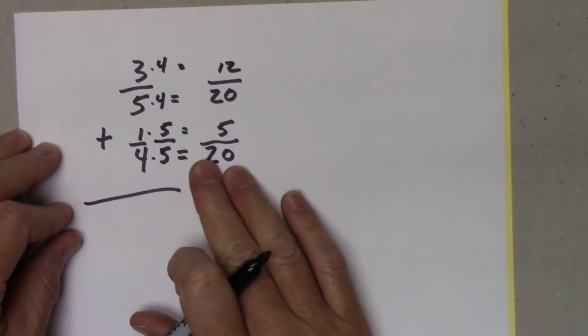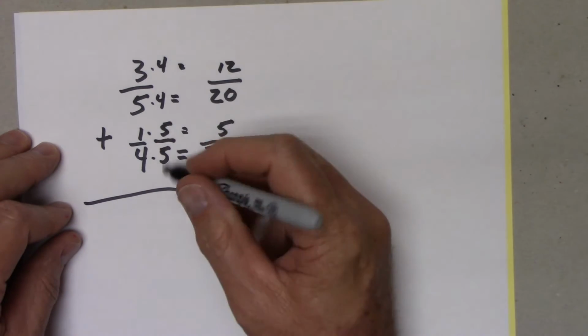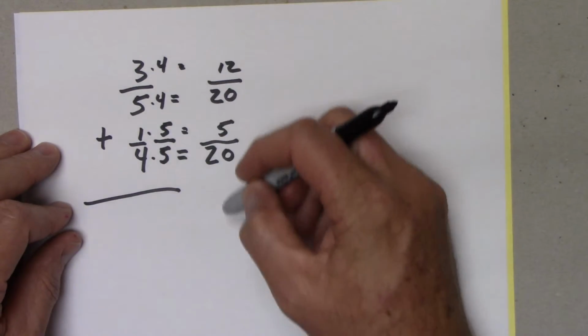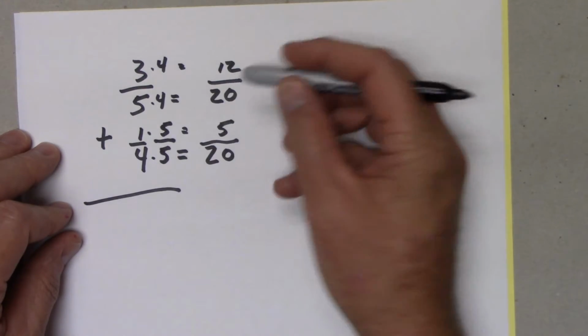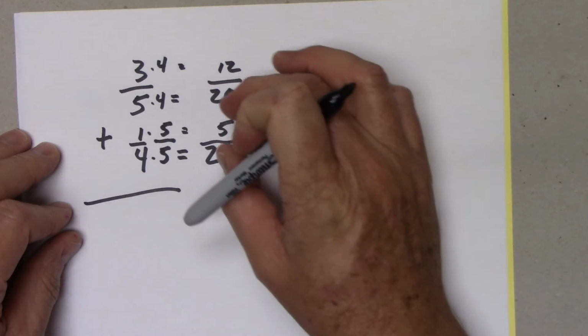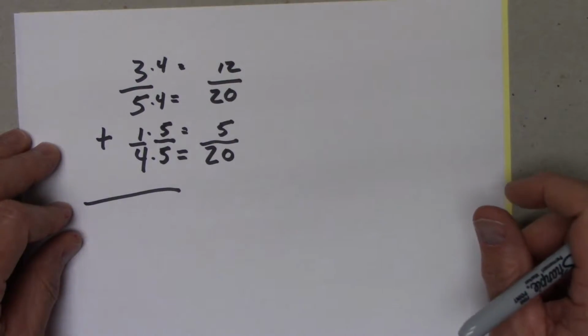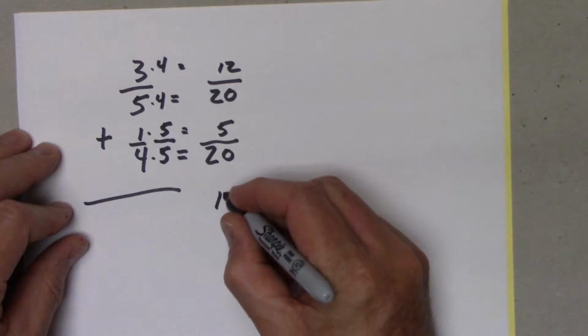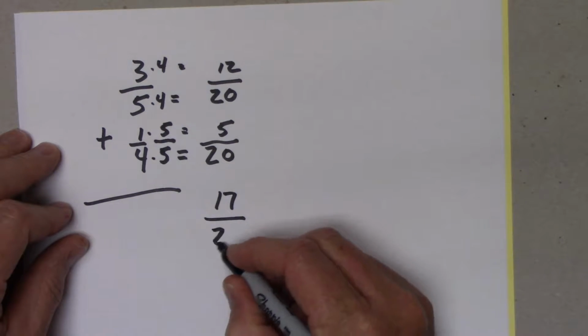We've changed these fractions by multiplying them by something that's equal to 1 whole. We've changed these fractions so that they now have a common denominator. We changed a lion and a tiger into a liger. And now we can add. 12 plus 5 is 17 20ths.